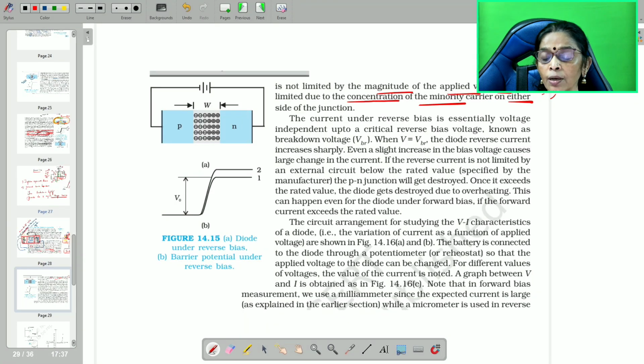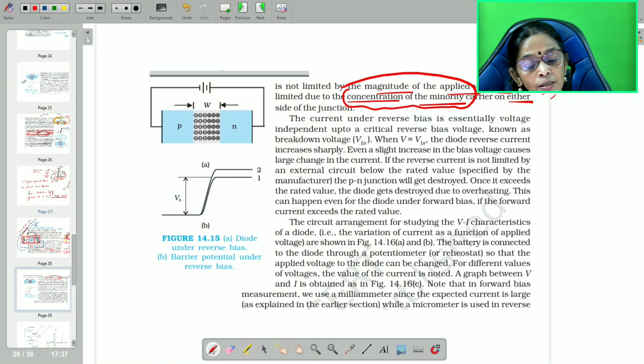I have told you, right? It is not much dependent upon the applied voltage, depends only on the concentration of the minority charge carriers. So this will be asked definitely in two more questions. The current under reverse bias is essentially voltage independent up to a critical reverse bias voltage. That is called as breakdown voltage.